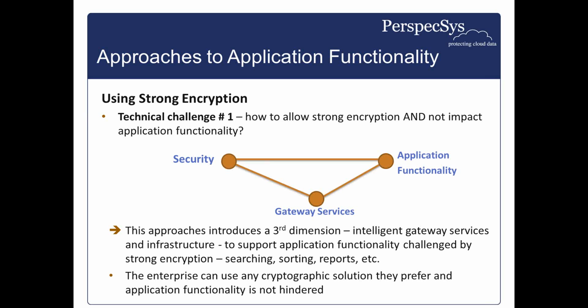This is done by introducing a third variable, which is some additional intelligence or horsepower, if you will, in the gateway itself. And this allows you to not be forced to make these types of unfortunate trade-offs between security and functionality, which tend to be, unfortunately, lose-lose propositions.